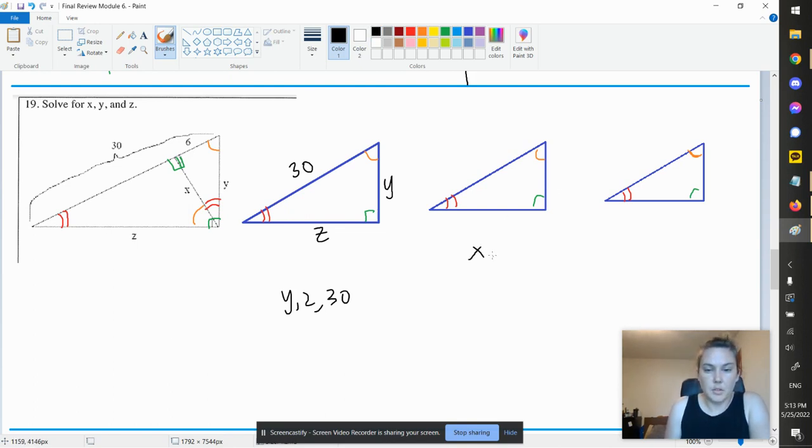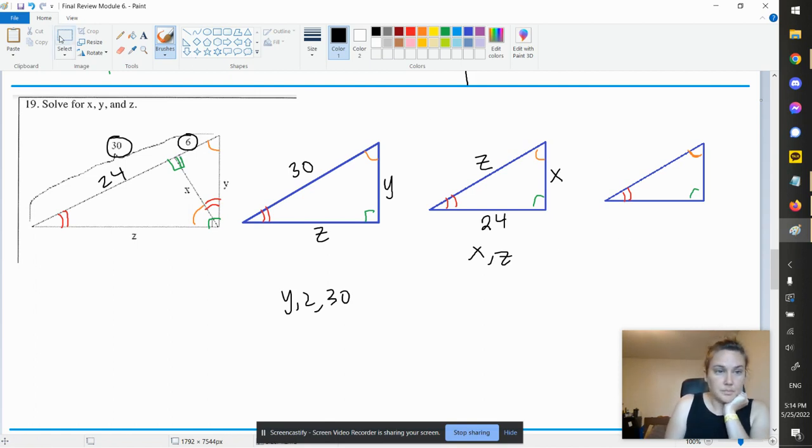The medium one is going to be x and z. Z is the hypotenuse. It's across from this green right angle. X is going to be my right-hand side because it is directly across from this red. And there's really nothing here. Oh, yeah, there is something here. If this is 6 and the whole side is 30, this has to have been 24. So we'll put 24 right here. Nice.